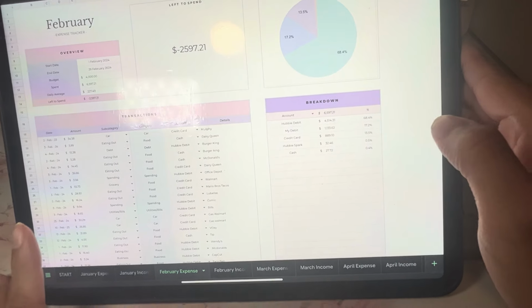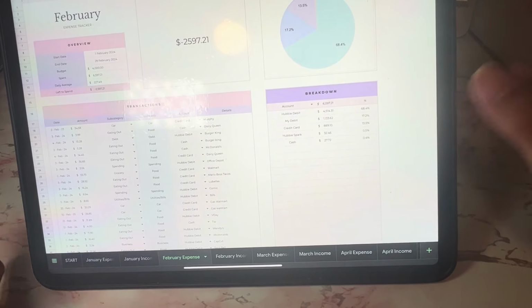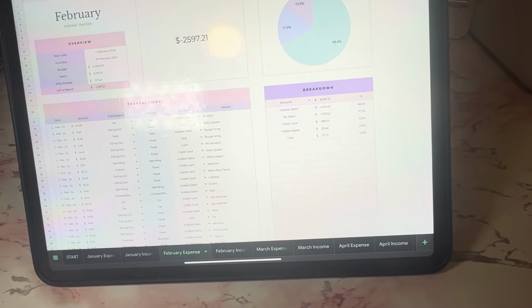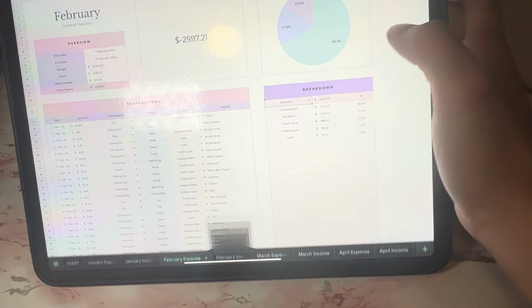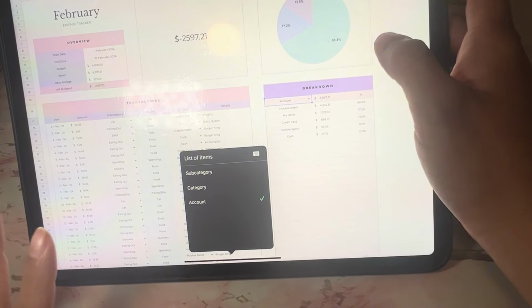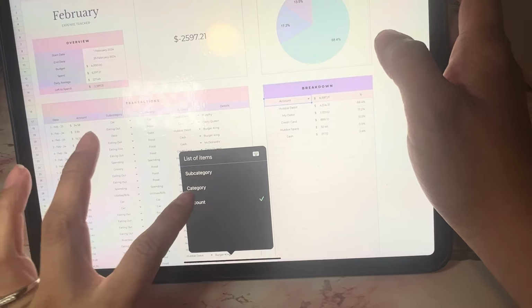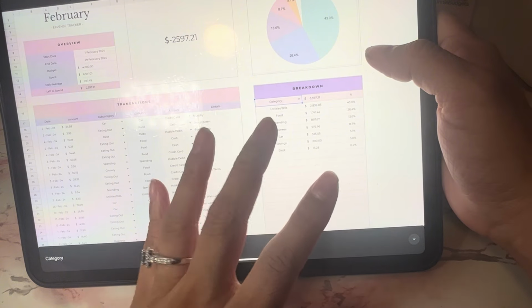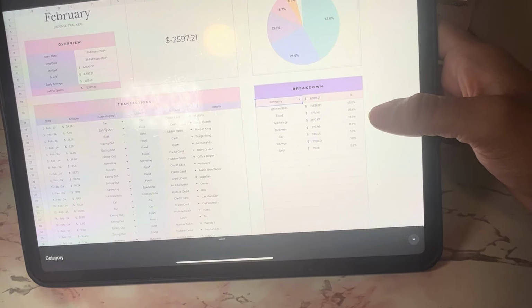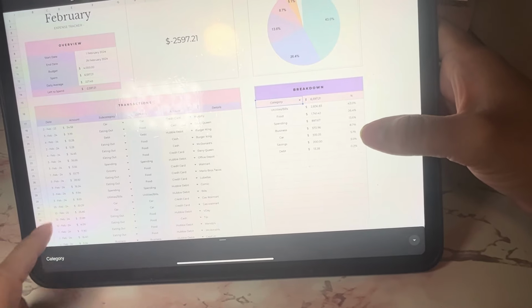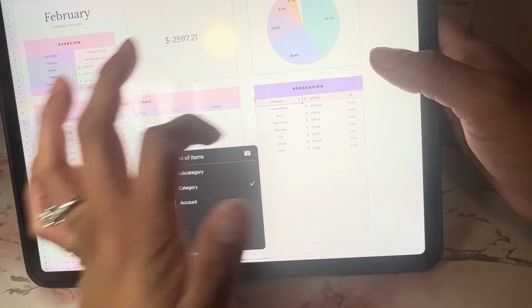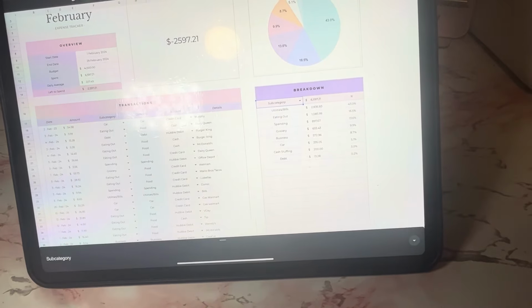Okay, so I am gonna do a little comparison between January and February expenses, see what we did better and what we didn't do better. So I am not gonna go based on account. We are gonna go based on category. No, subcategory, sorry. Okay, so we are gonna go based on subcategory.